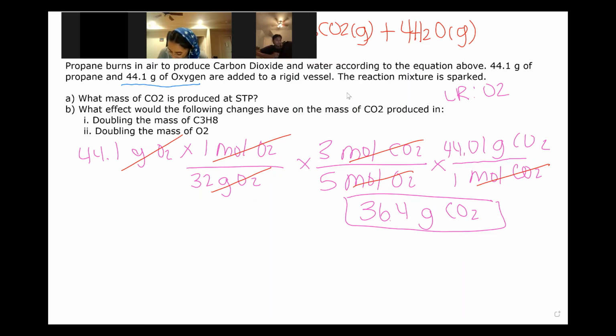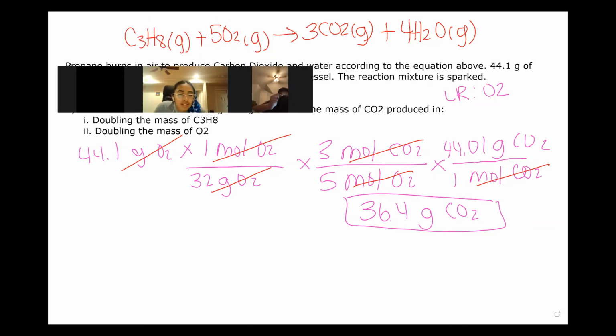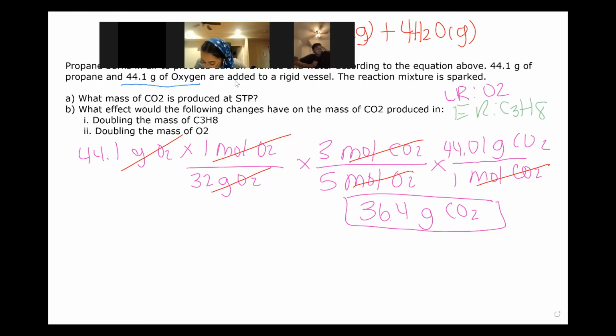Okay. So then, since we know that the limiting reactant is O2, what would our excess reactant be? What is the other one? I can't read it. C3H8? Yeah. I'm a little behind. Sorry. That's fine, we can wait. No, keep going.